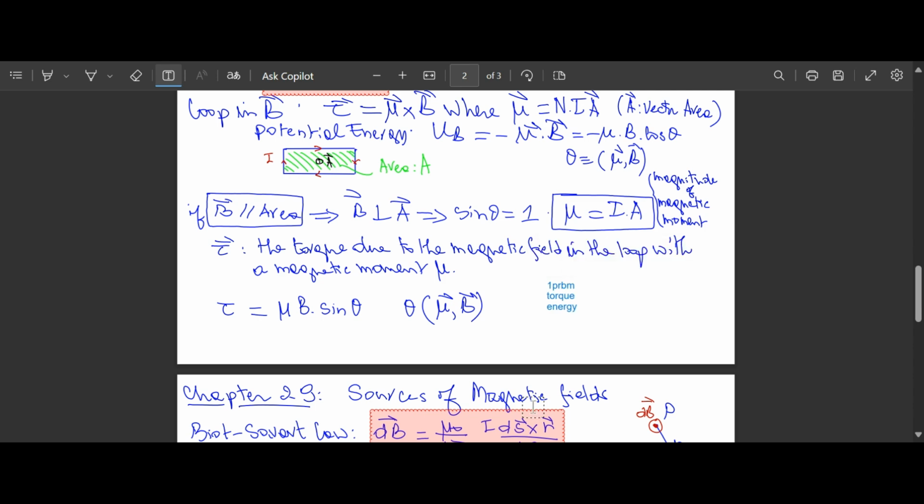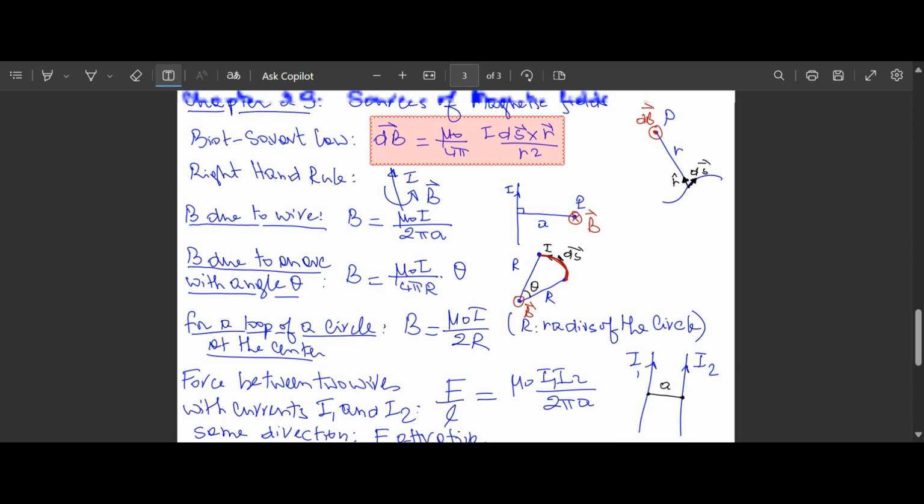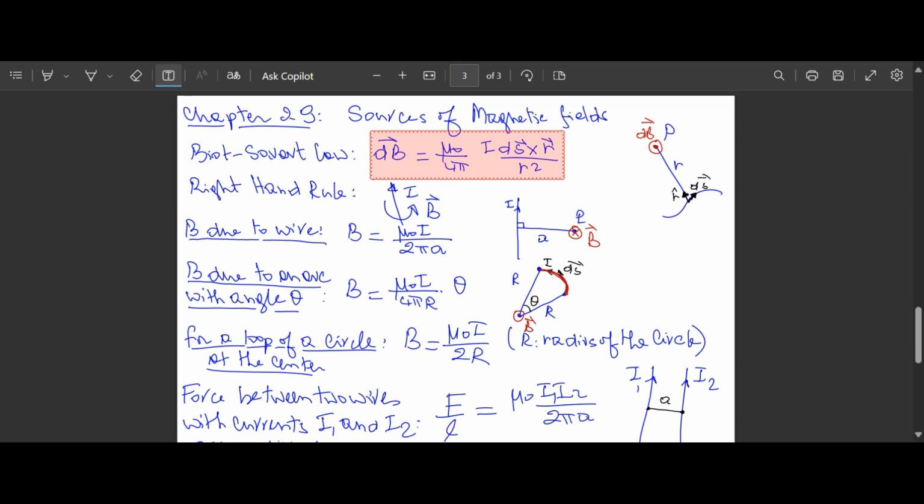Now go to chapter 29. Chapter 29, Shabab, two things are important. If you want to summarize it, two things are important, which are two laws. The law of Biot-Savart, and this is number one. Then Ampere's law. Two things are important in chapter 29: the Biot-Savart law and the Ampere law.